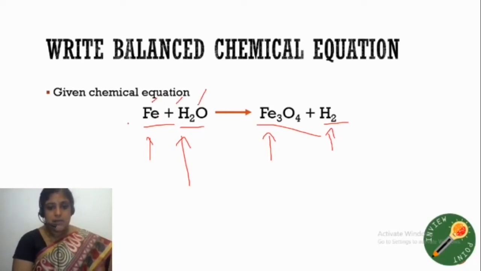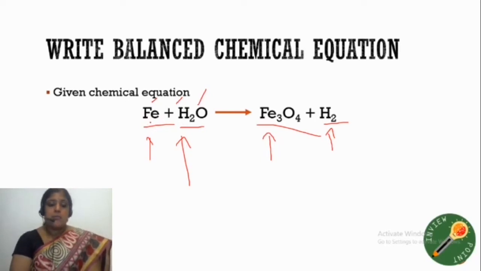So let's see whether the chemical equation is balanced or unbalanced. See here, let's take the first element, iron. So the number of atoms of iron in the reactant side is what?